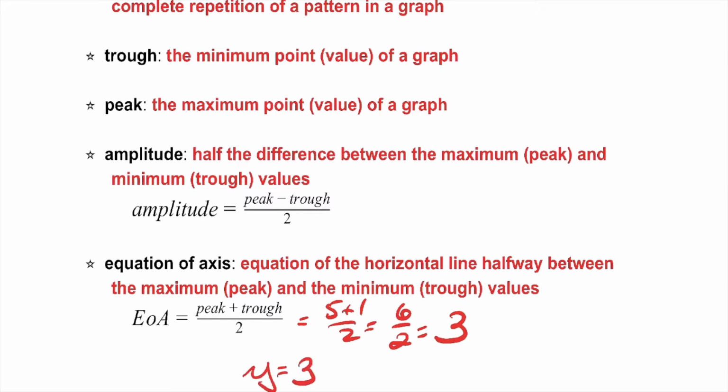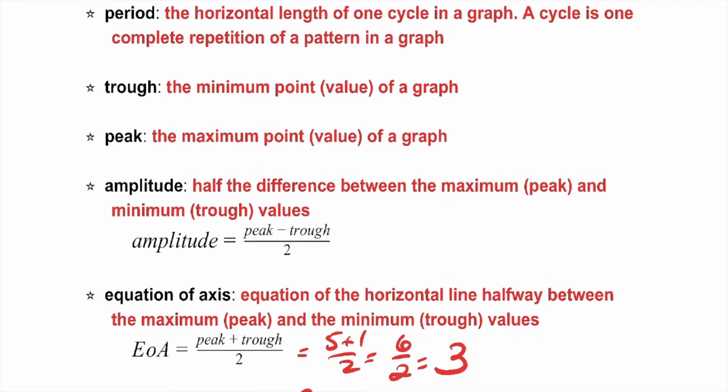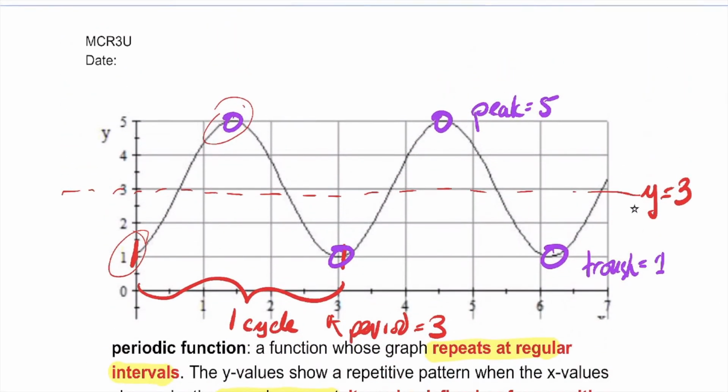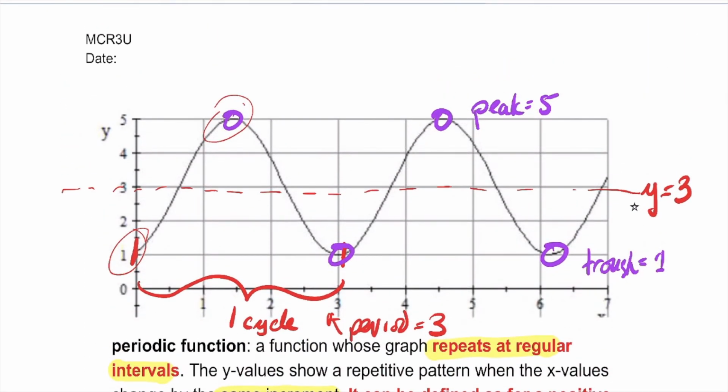Why that's important to know is that from that, we could get what we call the amplitude. A lot of confusion happens when we look at periodic functions, is that people think the amplitude is the entire size of the graph, which it isn't. It's actually half the difference between the max and the minimum. Or what I like to describe is that the amplitude can be seen as the distance from the equation of axes to either my peak or my trough.